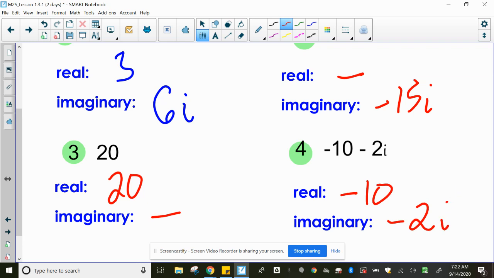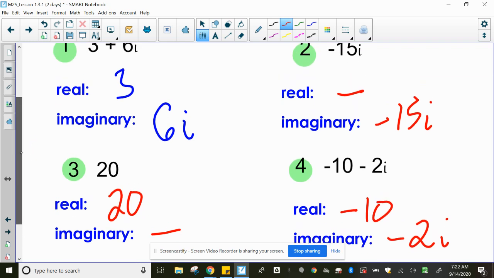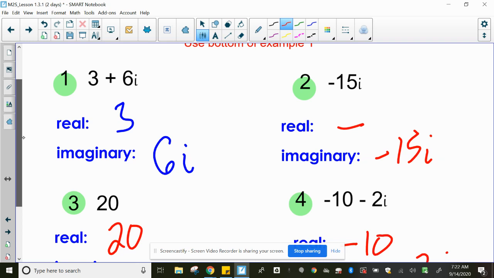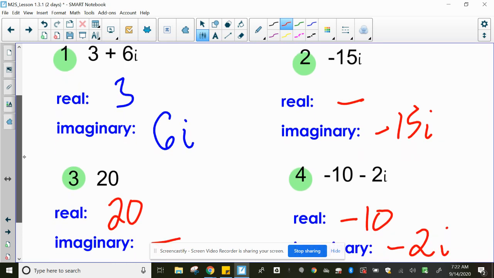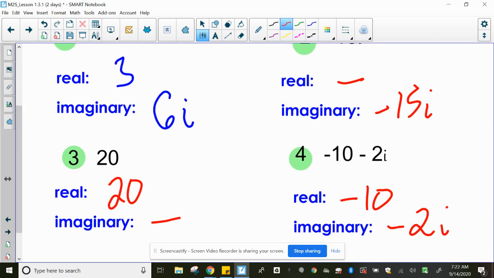First things first, if we're given a complex number, then we want to be able to identify the real or the imaginary component. Now, notice not all these are complex numbers. In this case, the only ones that were complex numbers were 1 and 4. 2 is just an imaginary number, 3 is just a real number. As a side note, we're trying to get comfortable with that vocab: real numbers, imaginary numbers, complex numbers.